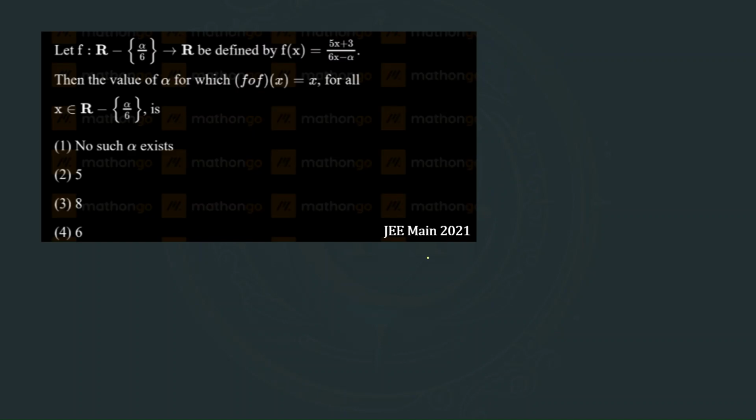Here is a question from JEE Main 2021. If f(x) is defined like this, then find the value of alpha for which f of f of x is equal to x for all x belonging to this domain. So f is basically self-inverse. From the property we just discussed, the coefficient of x in the numerator and the constant term in the denominator, their sum has to be 0. So 5 minus alpha should be 0, so alpha should be equal to 5. That means option 2 will be the correct option for this question. You can see how fast we can solve these questions if we remember the pattern.